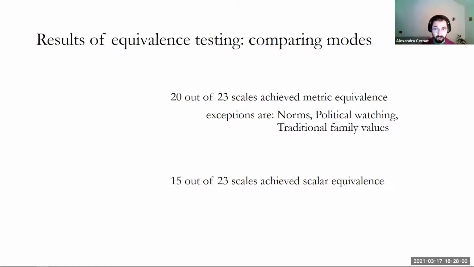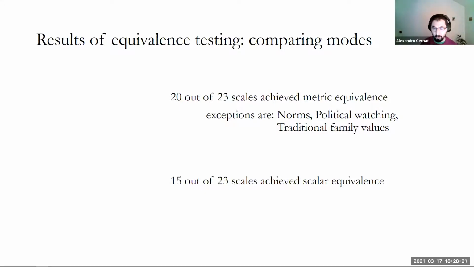And if we have metric equivalence, we can compare unstandardized coefficients across modes without any bias. Free scales did not even meet this level of equivalence. So some questions about norms, about watching things related to politics, and about traditional family values.